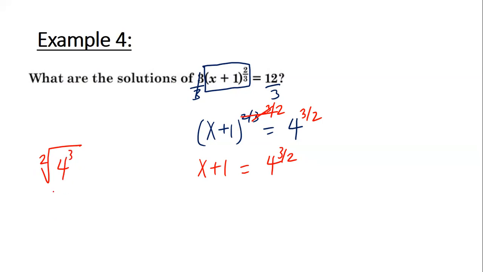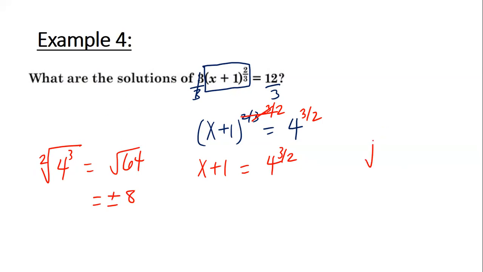All right. So if we did it where we did 4 cubed and then took the square root, what is 4 cubed? What's 4 times 4 times 4? 64. And then the square root of 64 is positive and negative 8, right? So you could have done it this way or the other way.